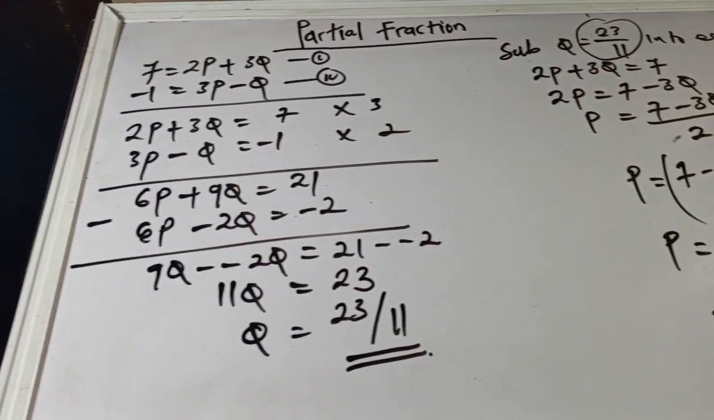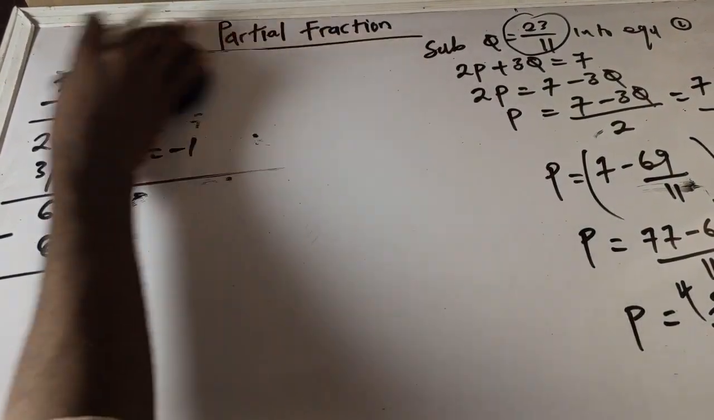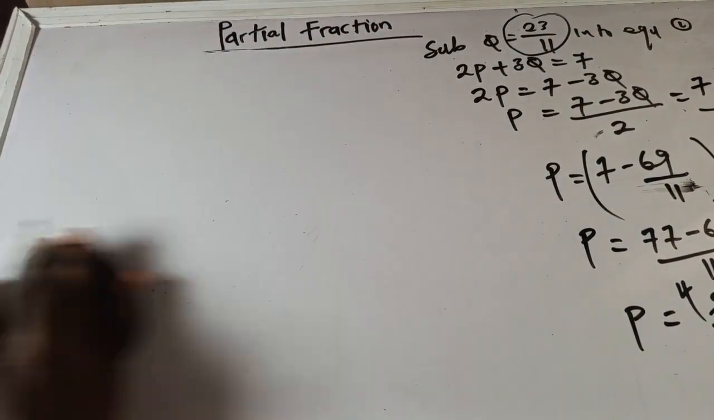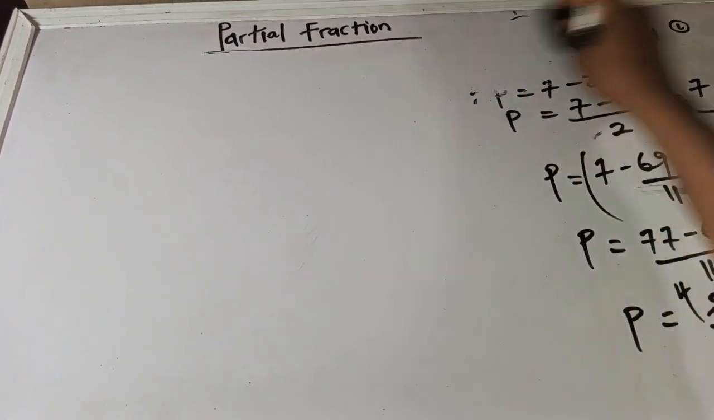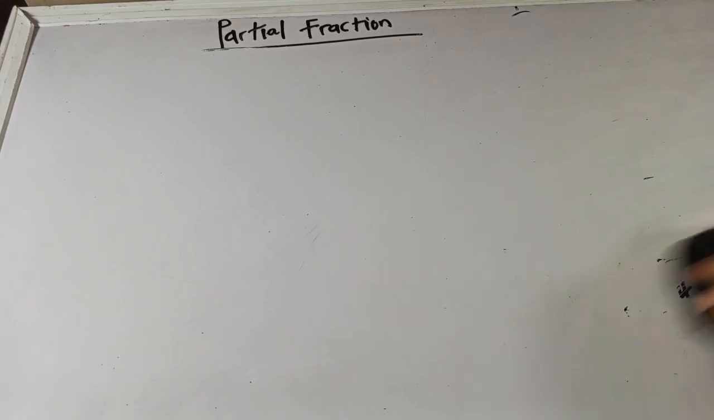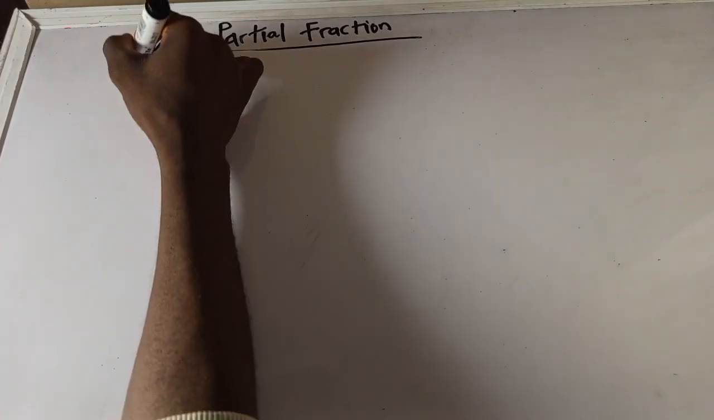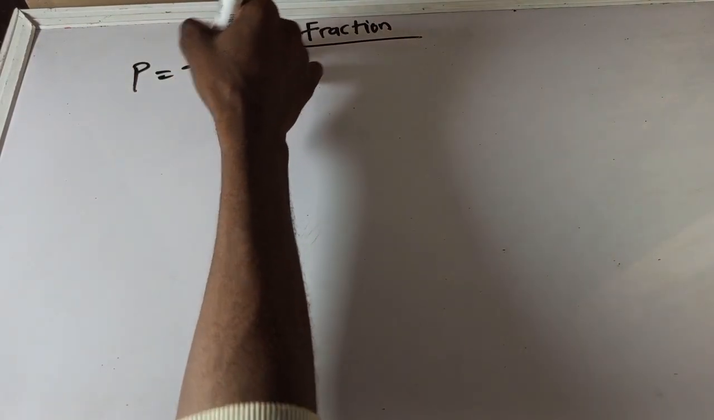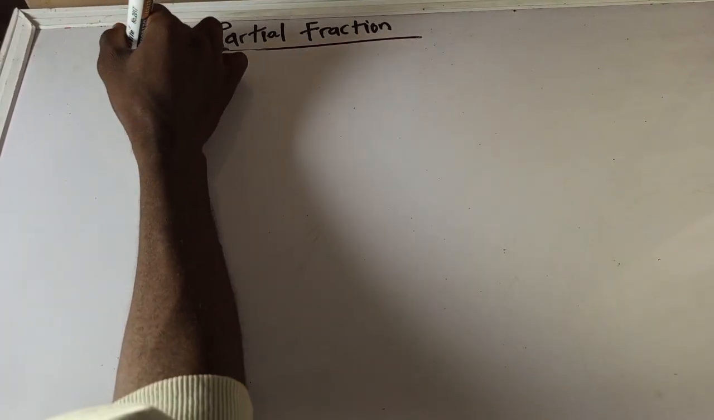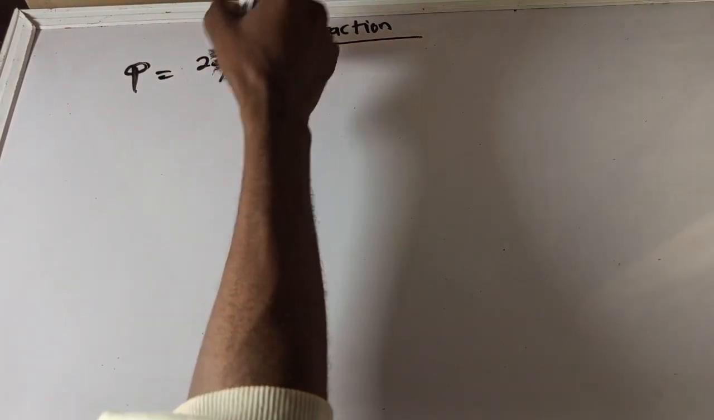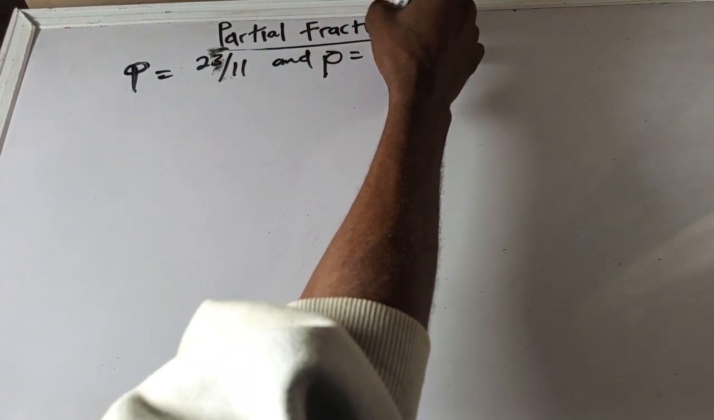So let me quickly clean up this side. Clean up on this side. On this side too. Alright, so my q is equals to 23 over 11 and my p is equals to 4 over 11.